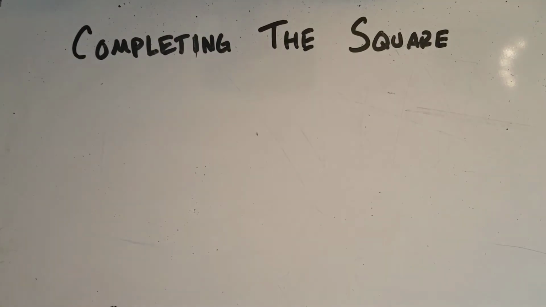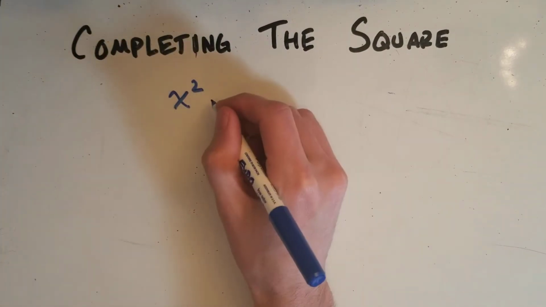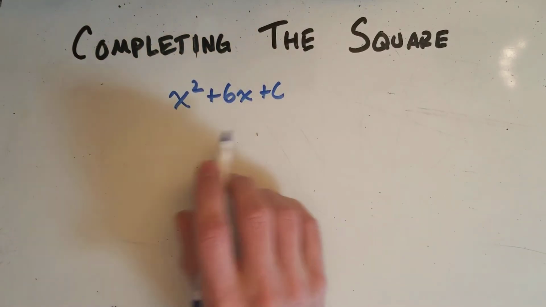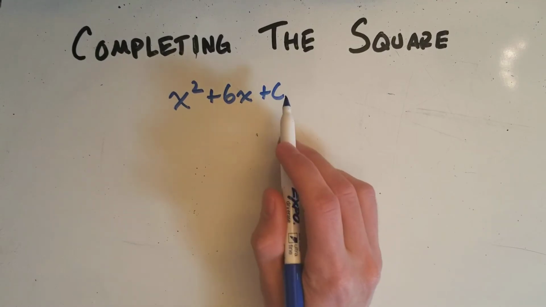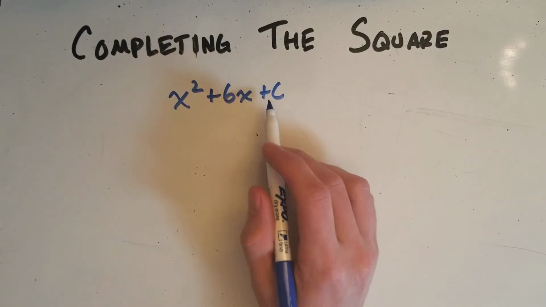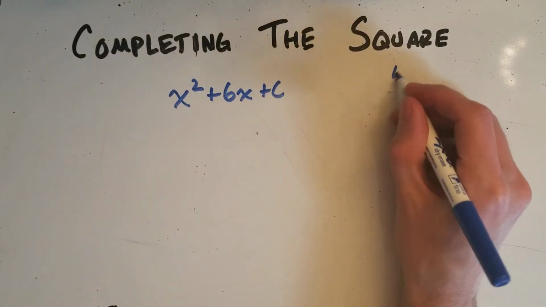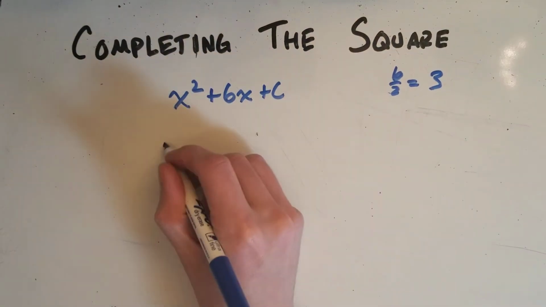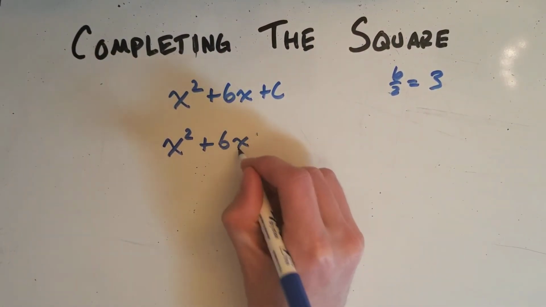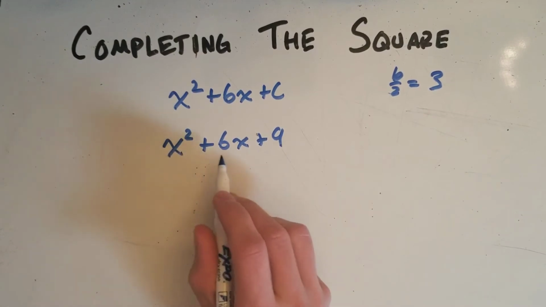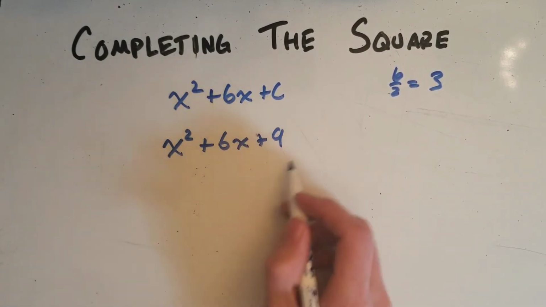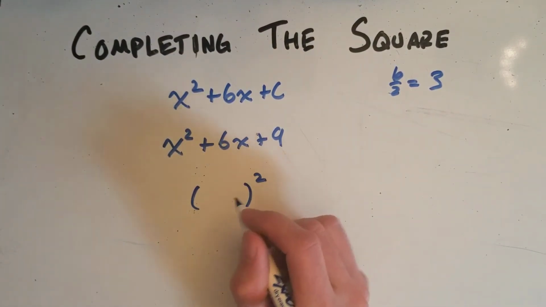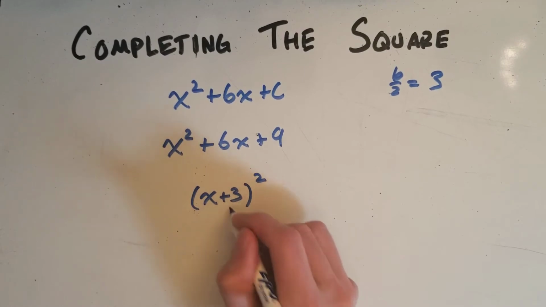So let's go ahead. Our first one says x squared plus 6x plus c for now, and we want to make this a perfect square trinomial. What value of c will result in this being a perfect square trinomial? Well, half of b is 3, so b over 2 is 6 over 2, which is 3. So 3 squared, we'd have to add 9 to this. So x squared plus 6x plus 9 would end up being a perfect square trinomial, and we're going to want to write it like this in the future, as x plus 3 squared.